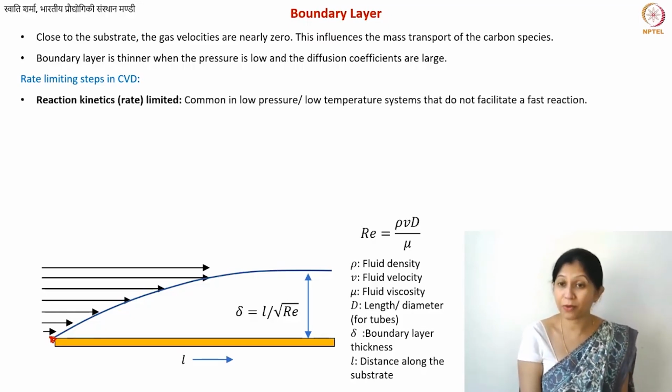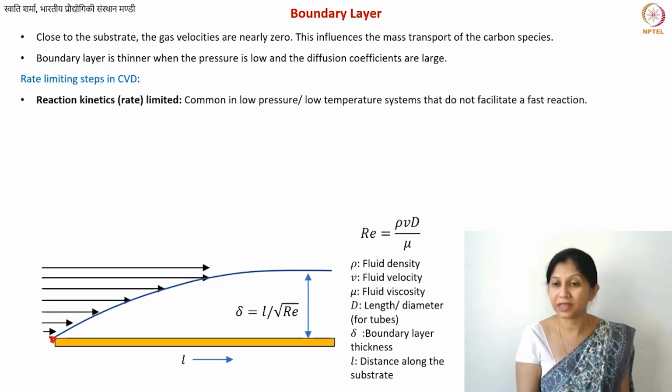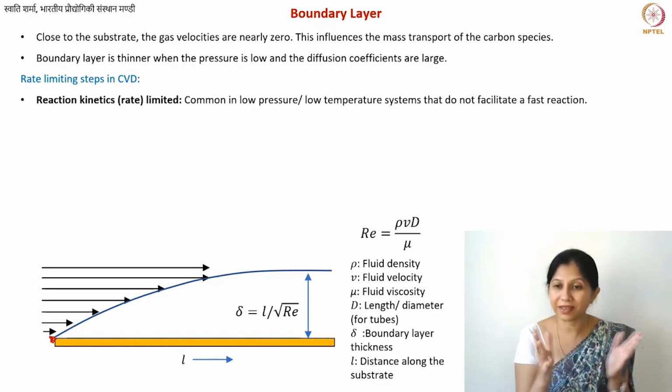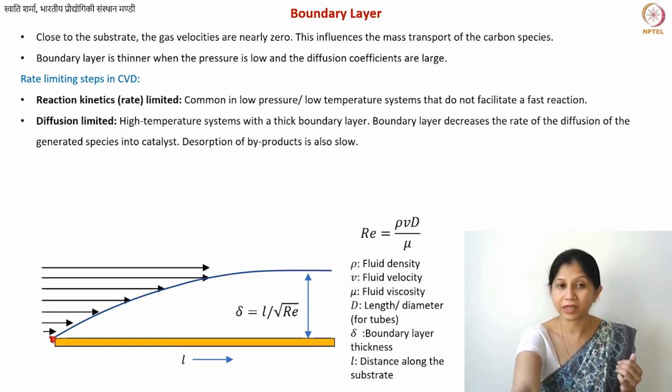So the first type, where I was saying that the reactions are more important, those kind of reactions, we say they are reaction rate limited or reaction kinetics limited. Okay, so these kind of processes are rather common in low pressure, low temperature type of CVD reactors. And of course, it also depends on the nature of the CVD process. So the idea is that if for any given reason the reactions that are happening in the gas phase are not rapid enough, then that is your rate limiting step.